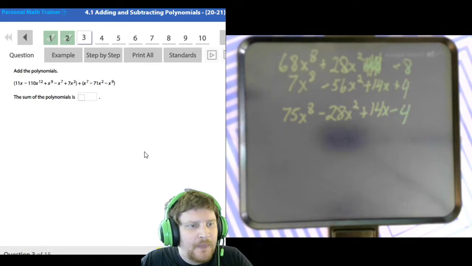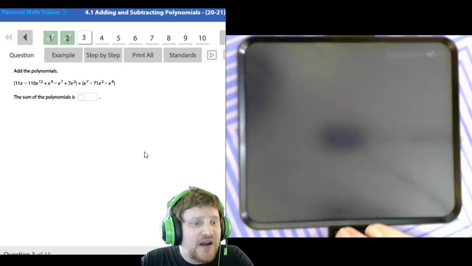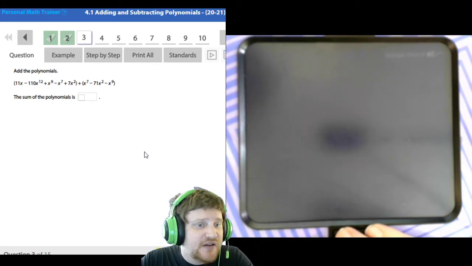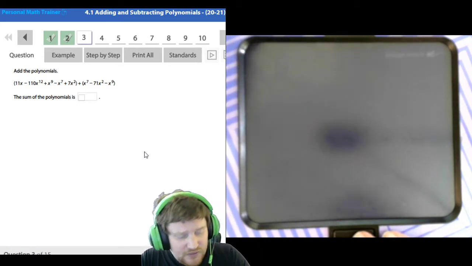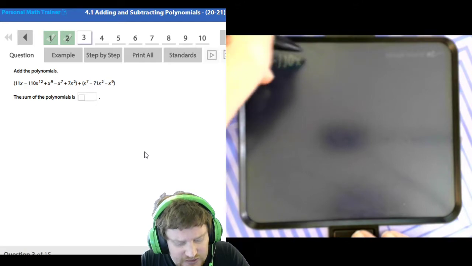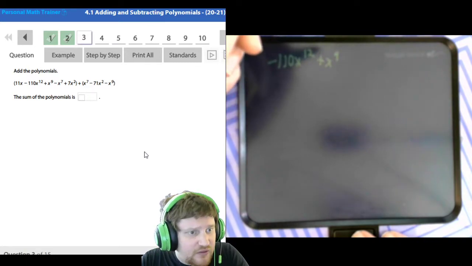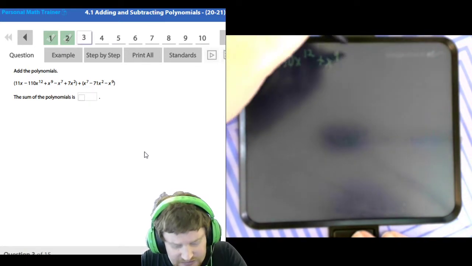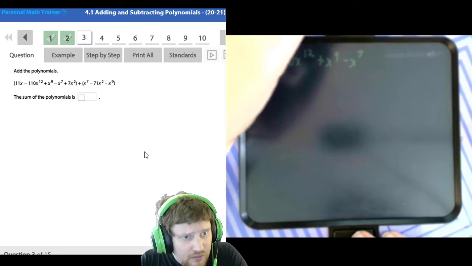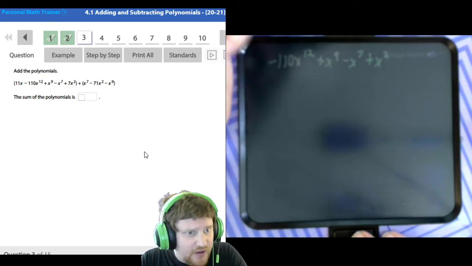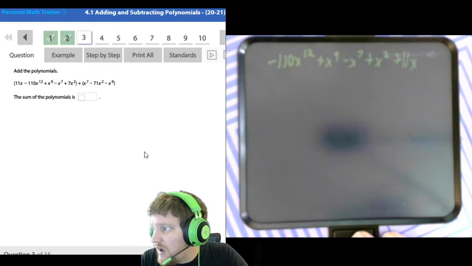Number 3. Just adding the polynomials again. And let's see, on the right I've got 9, 7, and 2. On the left I've got 9, 7, and 2, so I can just keep those in that order. But let's see, I've got negative 110x to the 12th, and then plus x to the 9th, minus x to the 7th, plus x squared, plus 11x. So that's just me writing them out in order.